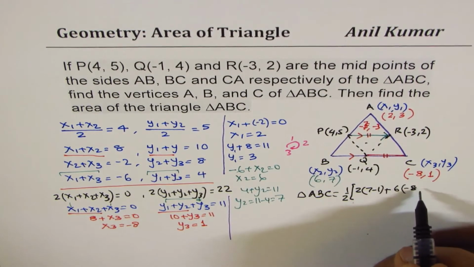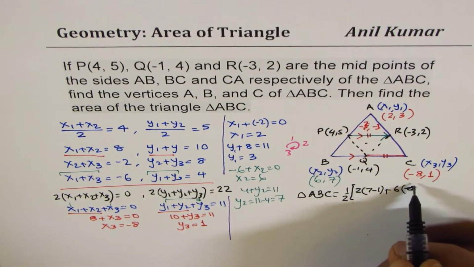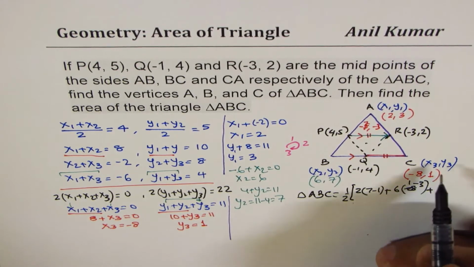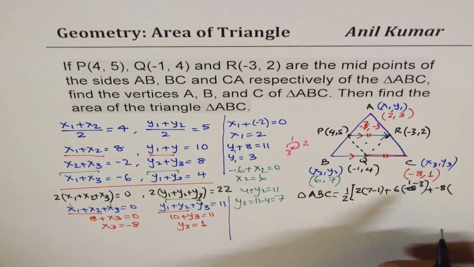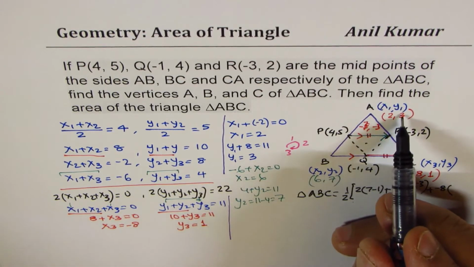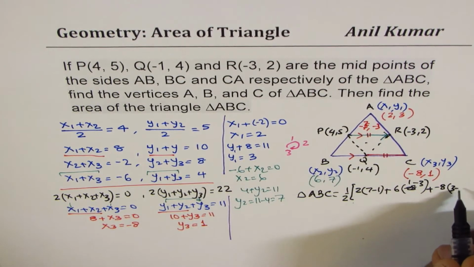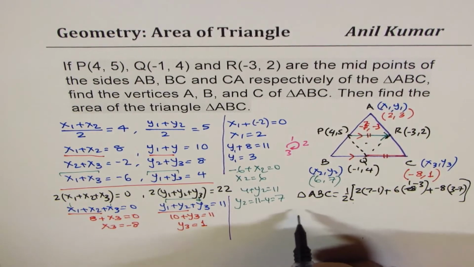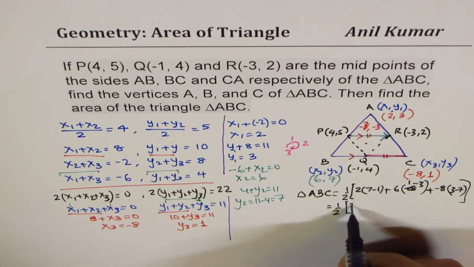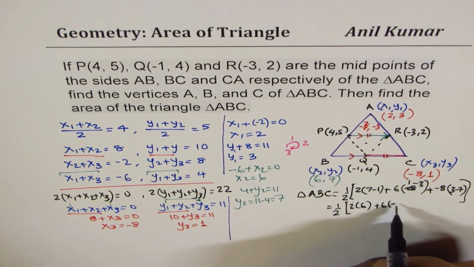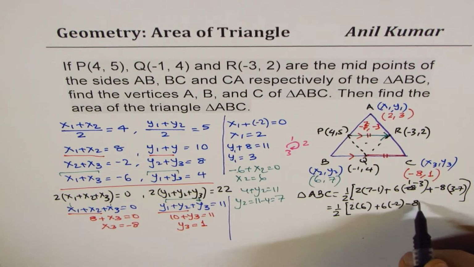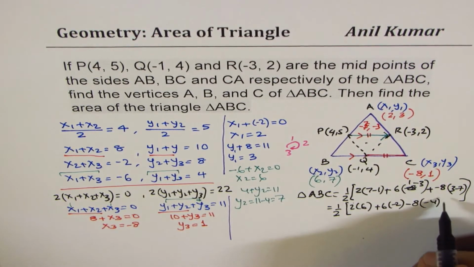So this is minus 8. I'm sorry, we're taking the y values: 1 minus 3. Perfect. Plus x3, which is minus 8, times, when we take x3, 1 minus 2, so 3 minus 7. Is that okay? So what we get here as area of the triangle is half of 2 times 6 plus 6 times minus 2, and we have to take absolute value, minus 8 times minus 4, okay?